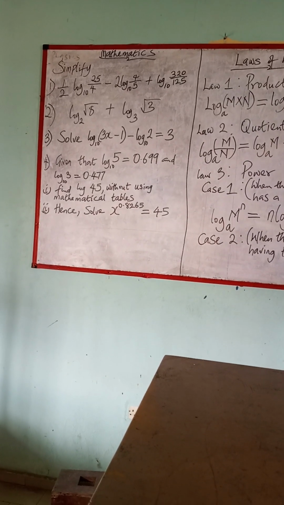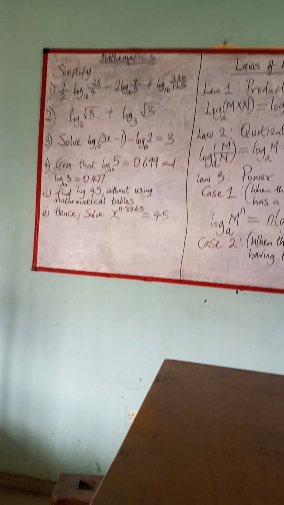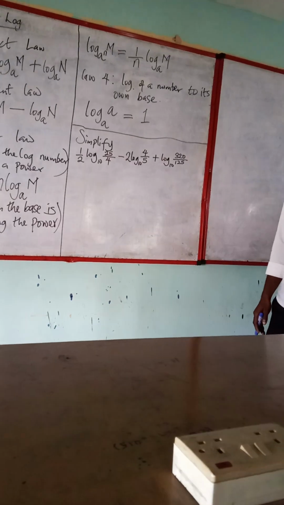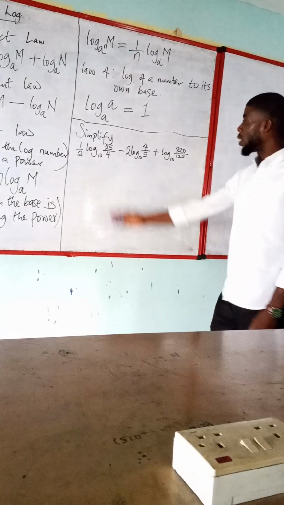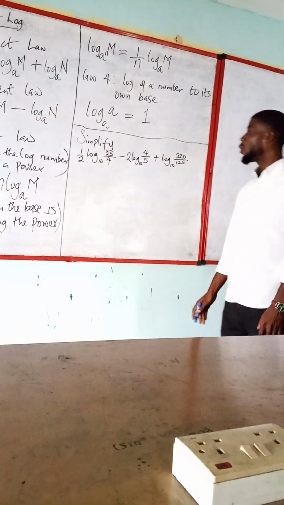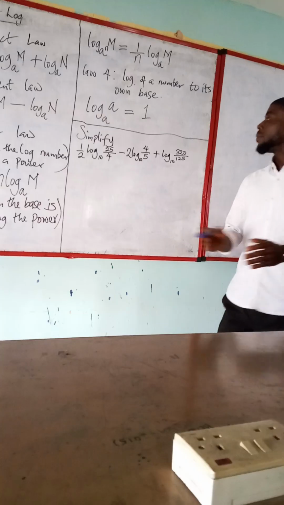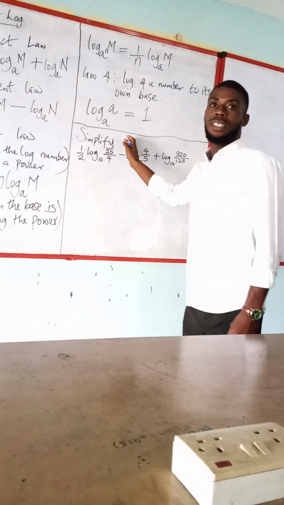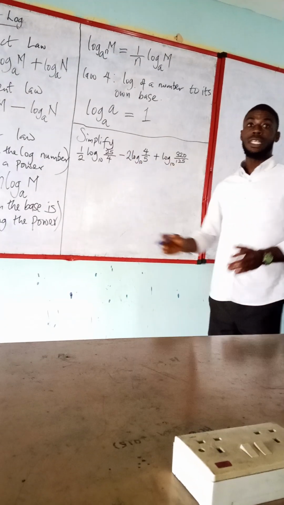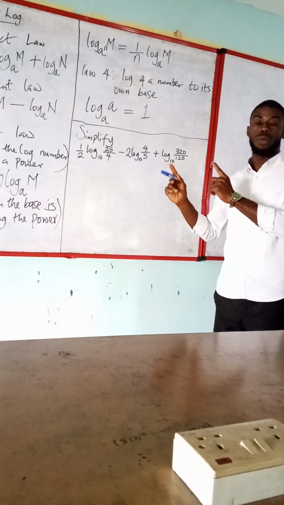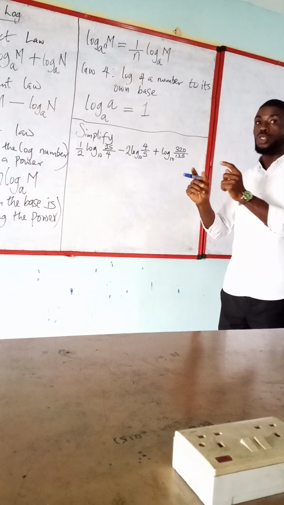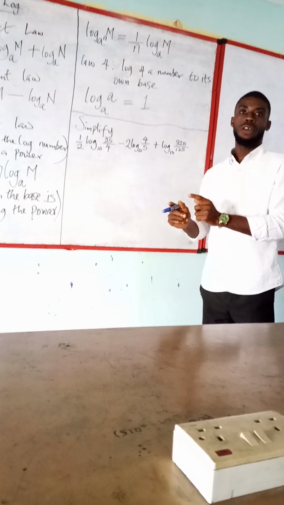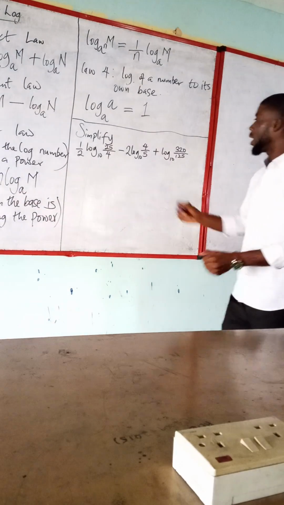Okay, we are going to start with question 1. Look at the question here. It says simplify 1 over 2 log base 10 of 25 over 4. Now, in mathematics, when they say simplify, you need to be very careful. It means there is going to be one answer to this question. You don't stop at any place. You make sure that your solution is the simplest form of that question. Okay, let's take this question.